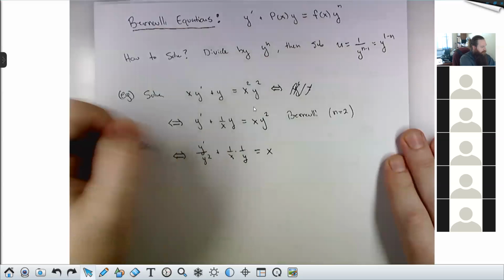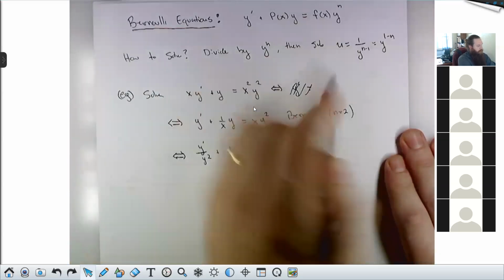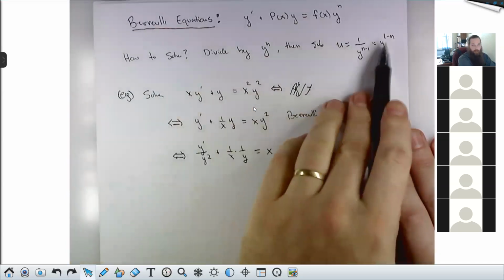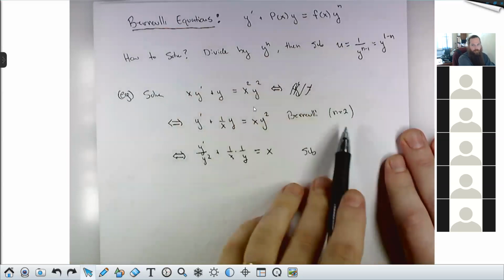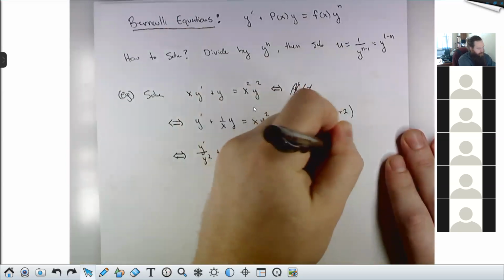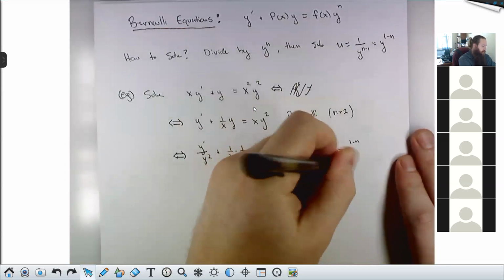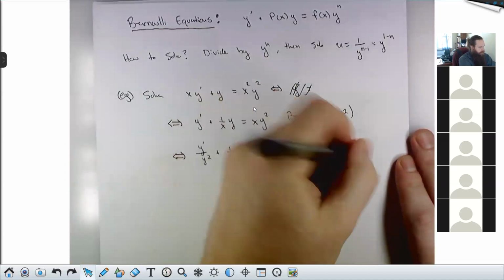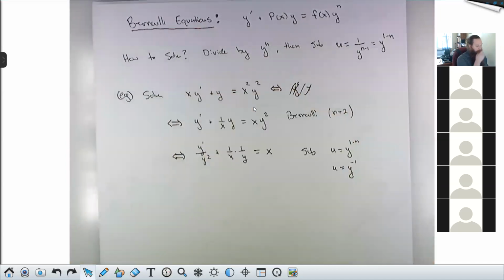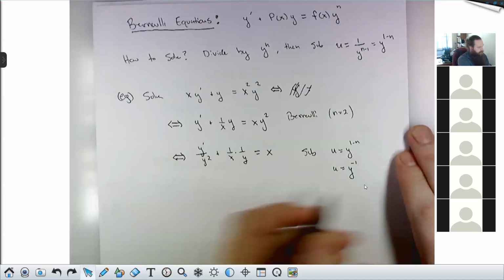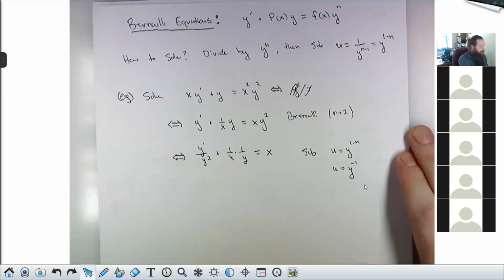And then we're going to substitute u equals y to the 1 minus n. N here is 2. So that's u equals y to the 1 minus 2, which is y to the negative first. Now, I need to get y prime swapped into u prime stuff. And of course, the implicit thing here is that y is a function of x.